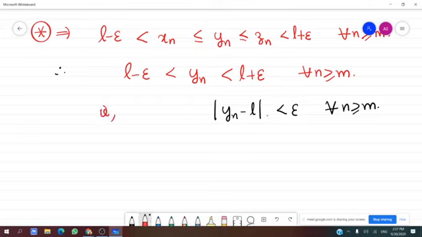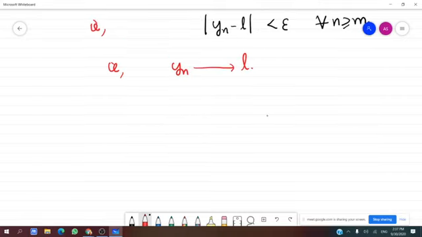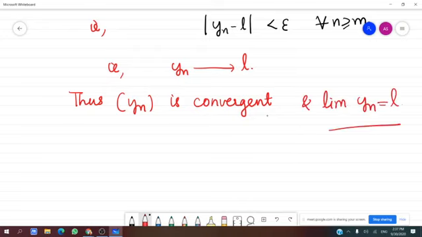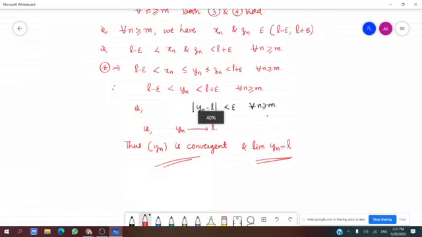Okay, that is, sequence yn converges to L. Thus sequence yn is convergent and the limit is L. ഇതാണ് squeeze theorem. Okay, മനസ്സിലായെന്ന് വിചാരിക്കുന്നു.